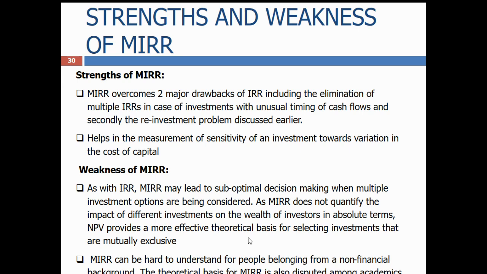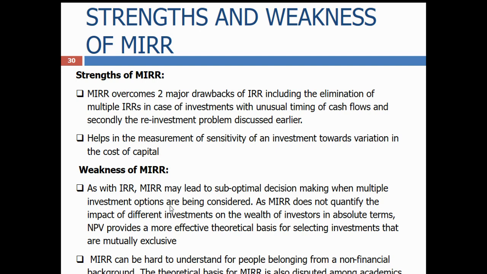Alright, so let's look at the strengths and weaknesses of MIRR. MIRR overcomes two major drawbacks in IRR: elimination of multiple IRRs and also the reinvestment rate. It helps in measurement of sensitivity of an investment towards variation of cost of capital. The weakness of MIRR is that it may lead to suboptimal decision making when multiple investment options are being considered. So this is not as good as NPV.